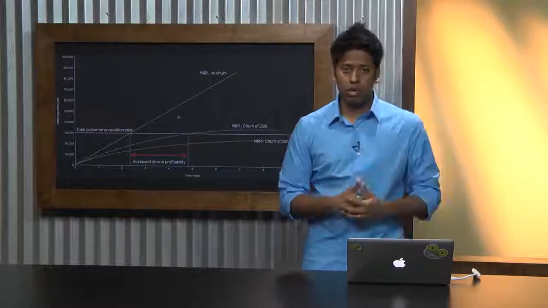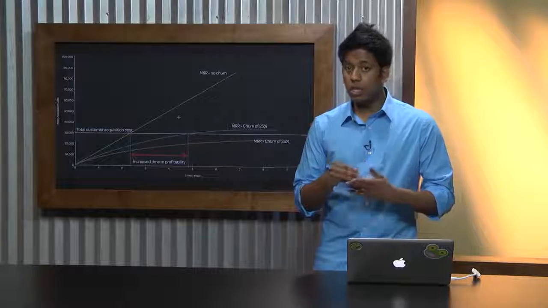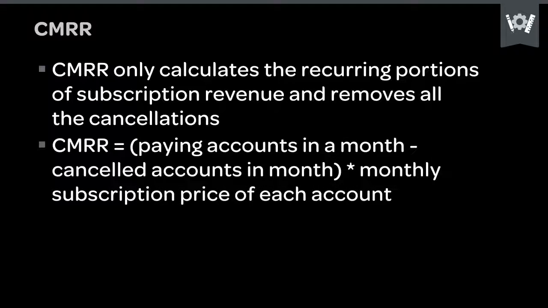Now, looping back over to MRR, when you include your churn figures in MRR calculations, you are now measuring committed or contracted MRR. CMRR only calculates the recurring portions of the subscription revenue and removes all these cancellations that churn brings into account. To calculate CMRR, you just take the total number of paying accounts that you have in a month, you subtract the number of accounts that you think are going to cancel, denoted by your churn number, and then you multiply that by the relevant monthly subscription amounts based on the tier that these accounts are in to get CMRR, or committed or contracted monthly recurring revenue.